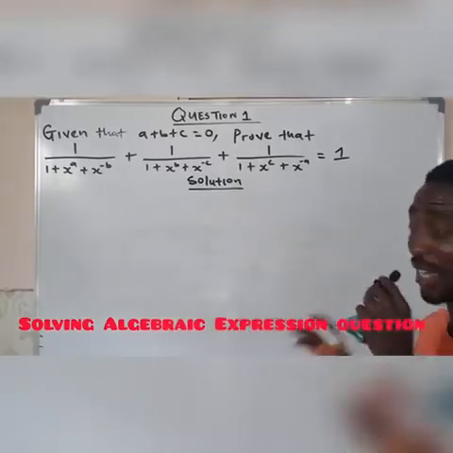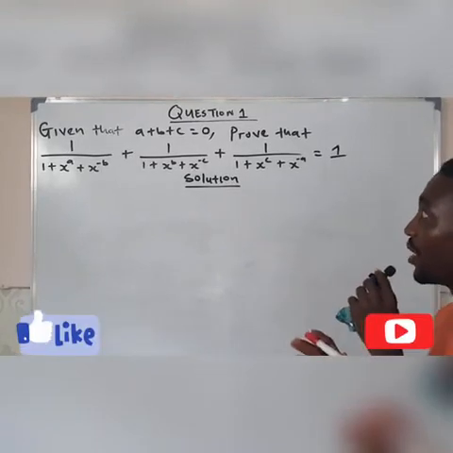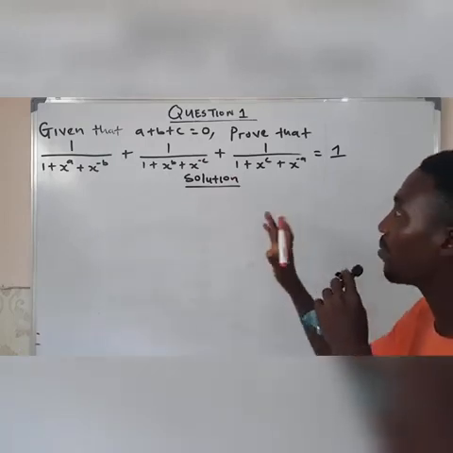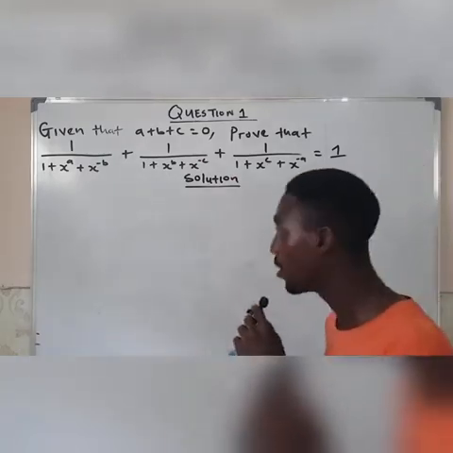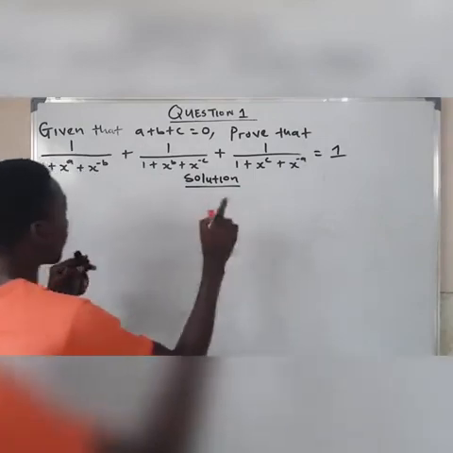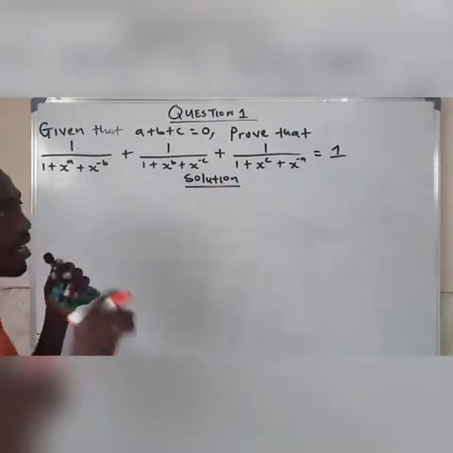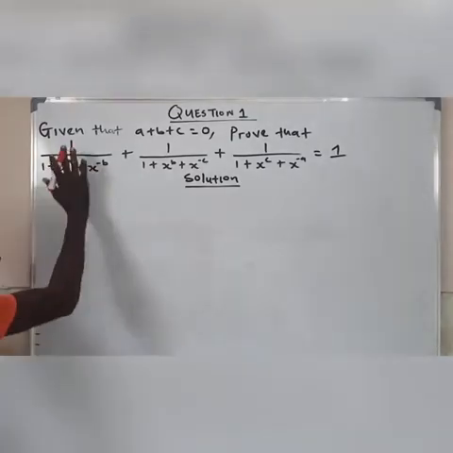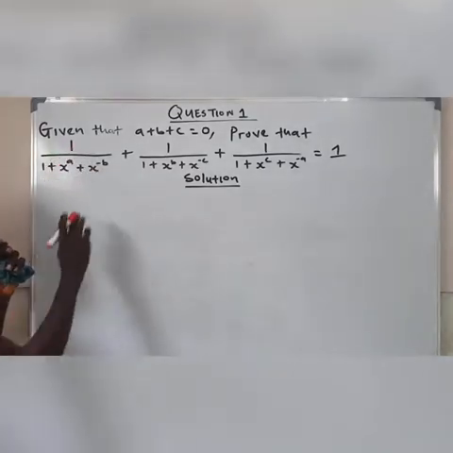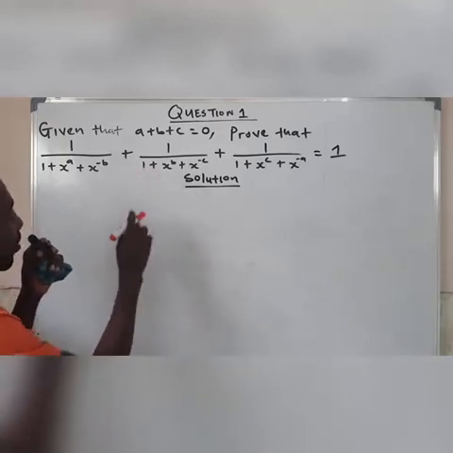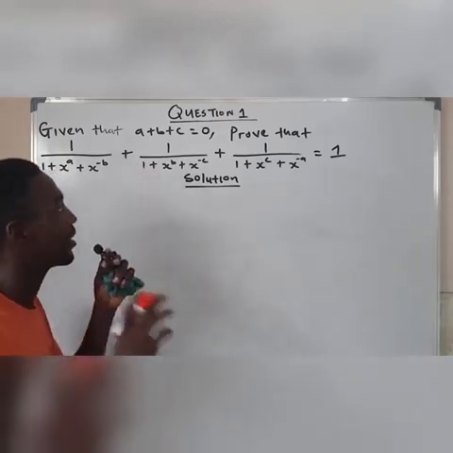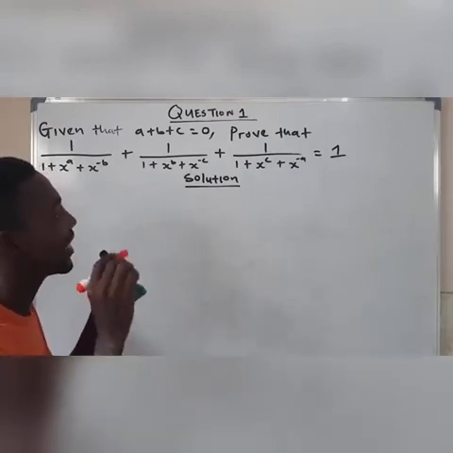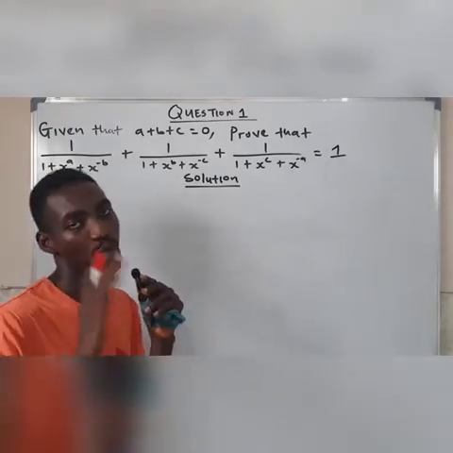In today's class, we are starting properly, still under algebraic expression, looking at question number 1. The question says, given that a plus b plus c equals 0, prove that this expression is equal to 1: 1 over 1 plus s to the power of a plus s to the power of minus b, plus 1 over 1 plus s to the power of b plus s to the power of minus c, plus 1 over 1 plus s to the power of c plus s to the power of minus a, equals 1.